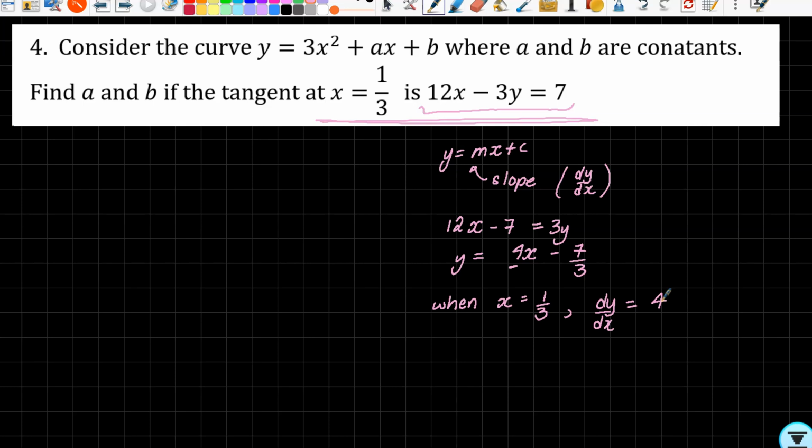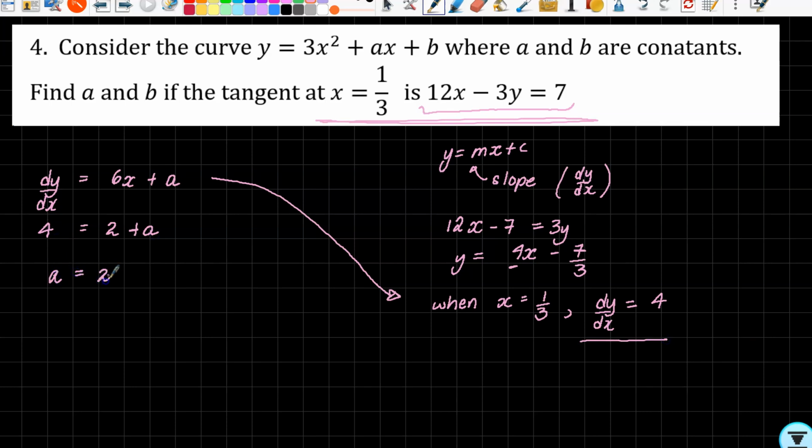So again, when in doubt, differentiate. Let's differentiate: dy by dx equals 6x plus a, and now I can use this bit of information here. So I'm going to substitute x is 1/3, so 6 times 1/3 is 2, plus a, and that has to equal 4, right? Because it said the derivative is 4. So therefore, we've got a is 2. Huzzah! How are we meant to get b?